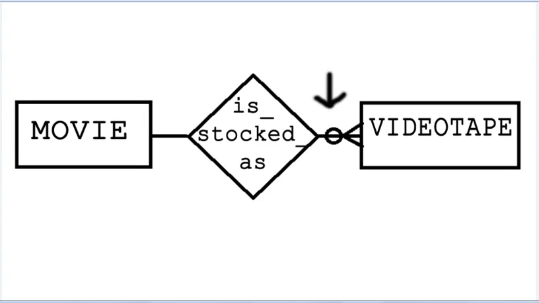Another example. The zero through the line near the videotape entity means a minimum cardinality of 0, while the crow's foot means a maximum cardinality of many.